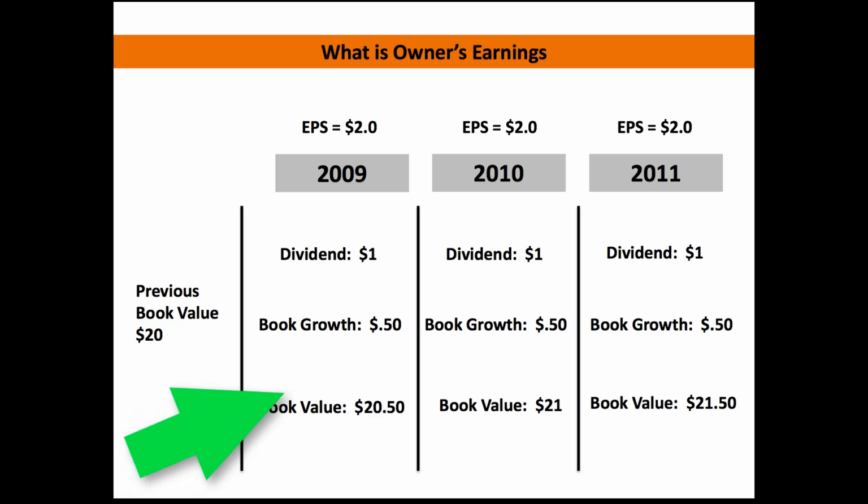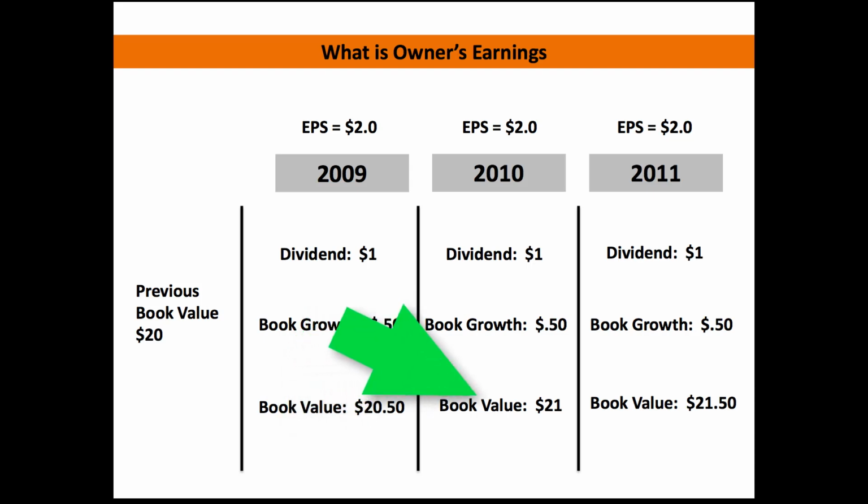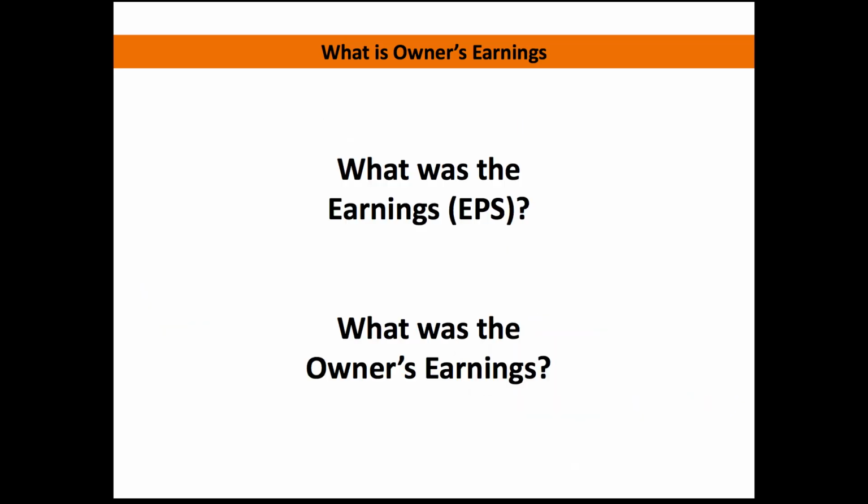Okay, in 2010, we saw the exact same thing. Not the whole dollar was materializing into our book value. And same thing in 2011. So instead of seeing the book value at the end of 2011 up at $23, the book value this time is only $21.50. So this disparity that we're talking about is the difference between reported earnings, which is coming from accounting, and owner's earnings, which is slightly different.